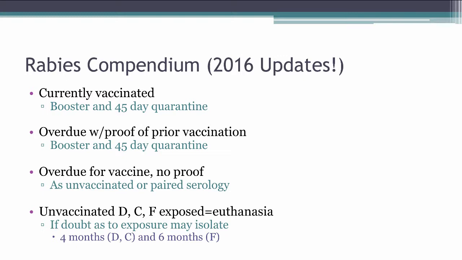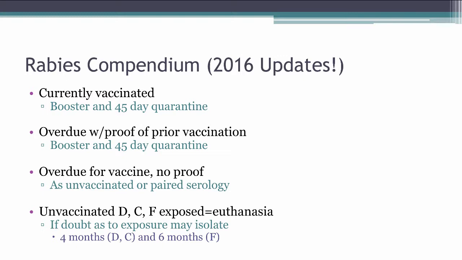So that guidance has sort of changed because they know that that vaccine, even if you've only ever received one in your life, is going to provide some benefit to you, especially if we can get a booster vaccine. So if you have proof that you were prior vaccinated, booster and 45-day quarantine, right? And proof isn't just a rabies tag or I vaccinated my dog a couple years ago. You need to have a certificate signed by a licensed veterinarian in order to show that that dog was vaccinated.